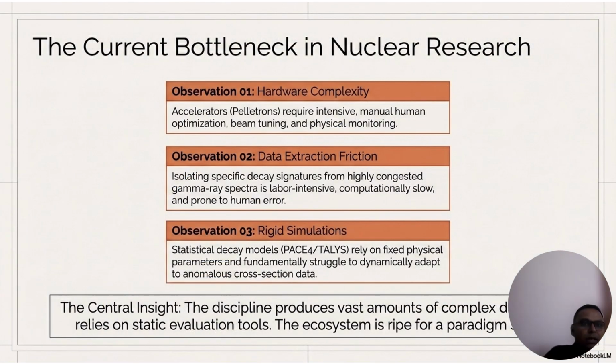The current bottleneck in nuclear research. Observation 1, hardware complexity: accelerator operations require intensive manual human optimization, beam tuning, and physical monitoring. Observation 2, data extraction friction: isolating a specific decay signature from a highly congested gamma ray spectrum is labor intensive, computationally slow, and prone to human error. Observation 3, rigid simulation: statistical decay codes rely on fixed physical parameters and fundamentally struggle to dynamically adapt to anomalous cross-section data.